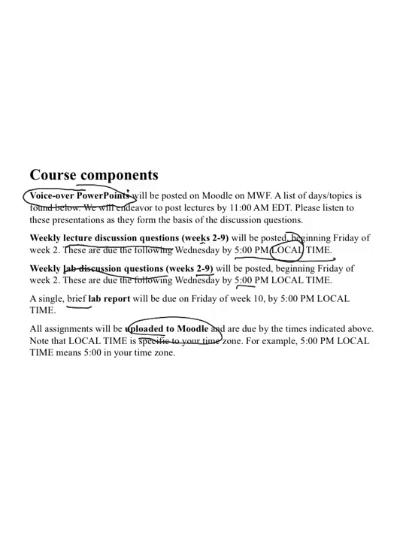week 10. So essentially, these are the 3 graded components of the course, and the voiceover PowerPoints serve as the main way that the material will be delivered in addition to the text. If you have questions on this, let us know.